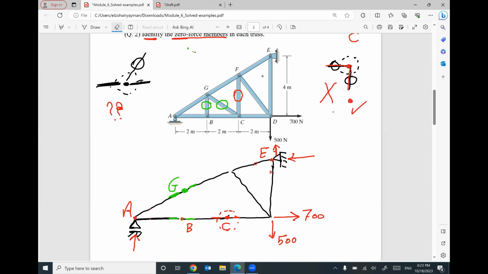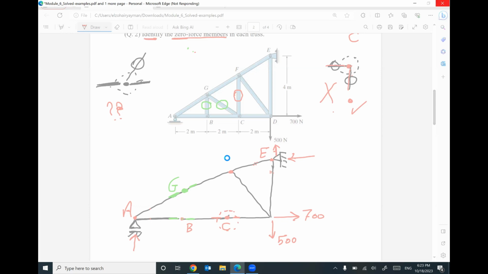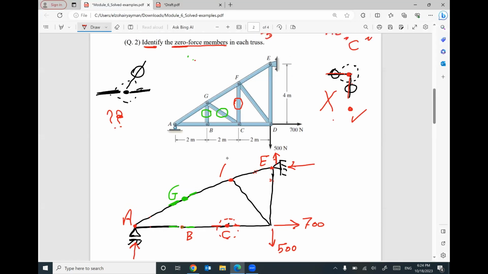Once you delete this member, looks like I will have another joint here, joint F. I'm sorry, wait a moment. I have a technical issue. Just a moment. Yes. Joint F. Hey, everybody, can you hear me?